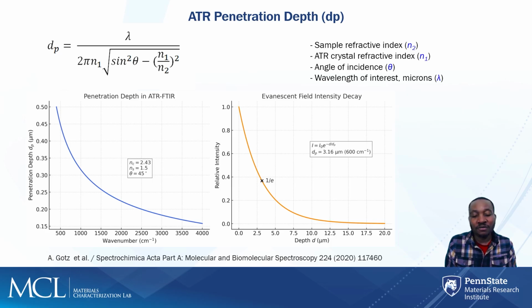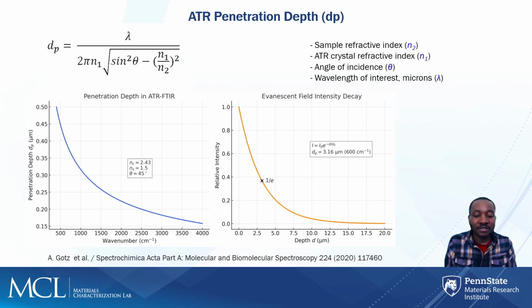And what you'll notice is that the penetration depth is not constant as a function of wave number. It varies. As we go to higher wave numbers, the penetration depth decreases, and it increases as you go to lower wave numbers. What that means is that if you've got two peaks that would be of absolutely the same intensity in a transmission measurement, and one of those peaks was at 4,000 wave numbers and the other one was at 500 wave numbers, the one at 4,000 wave numbers would appear much smaller than the one at 500 wave numbers in ATR.